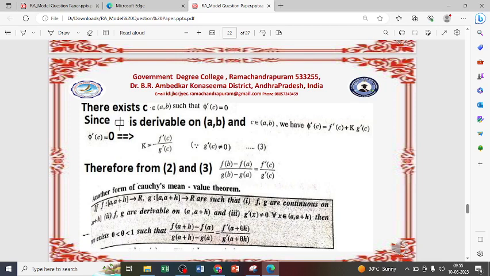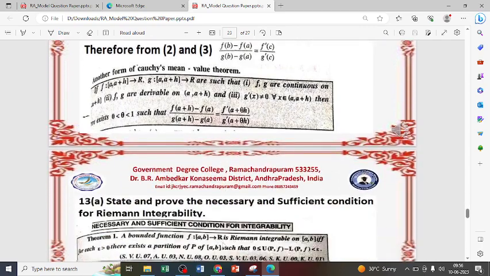And number 3, g prime at x is not equal to 0 for all x belonging to the open interval (a, a plus h). Then definitely there exists a theta lying between 0 and 1 such that [f(a+h) minus f(a)] divided by [g(a+h) minus g(a)] equals f prime at (a plus theta h) divided by g prime at (a plus theta h). So this is another way of defining Cauchy's mean value theorem.